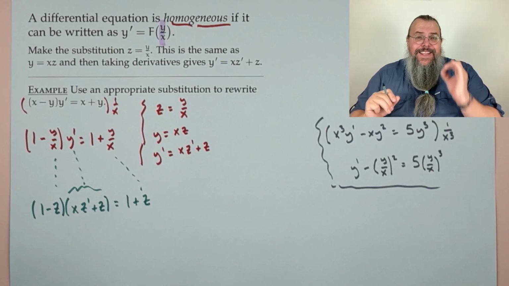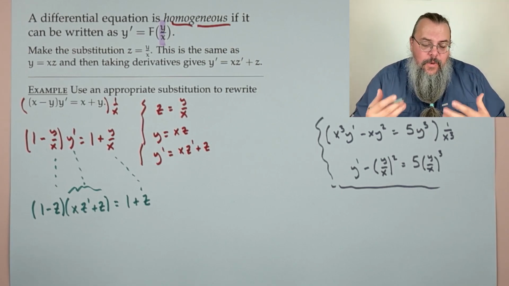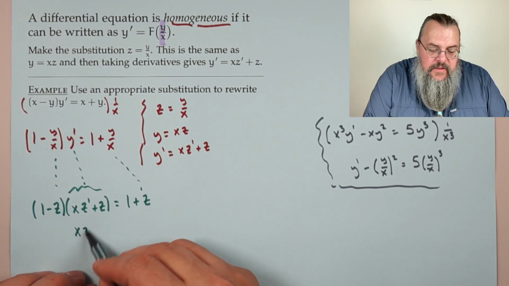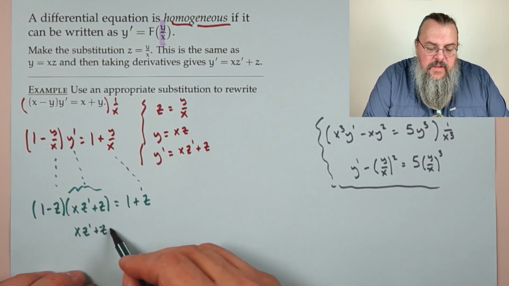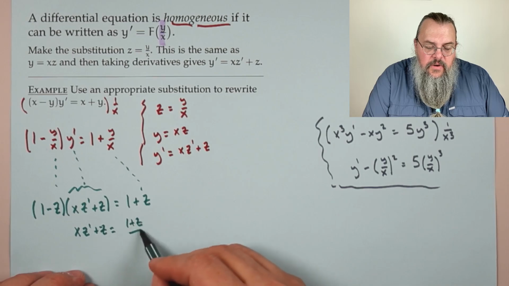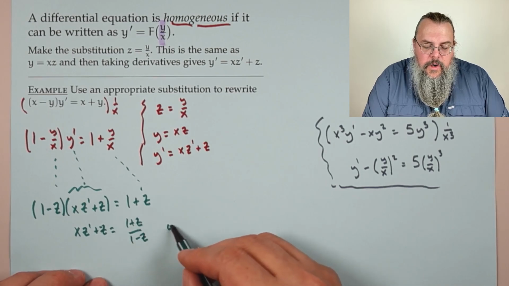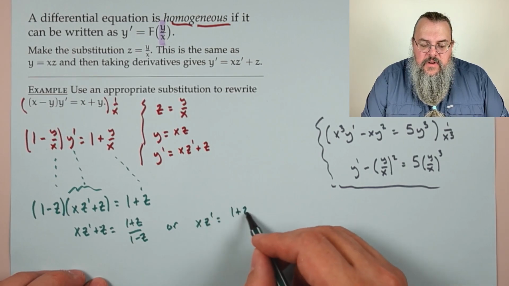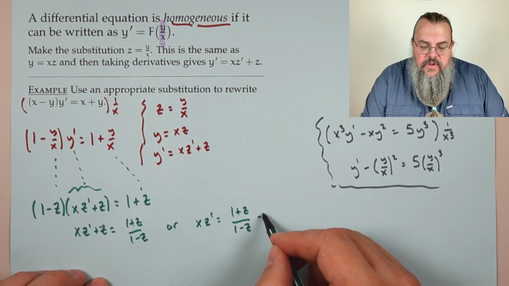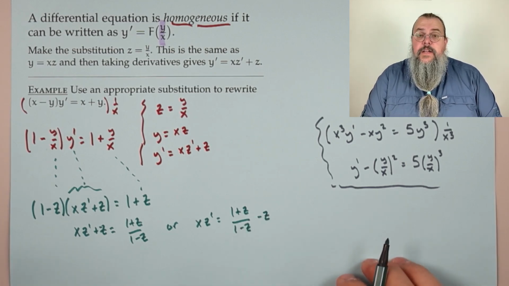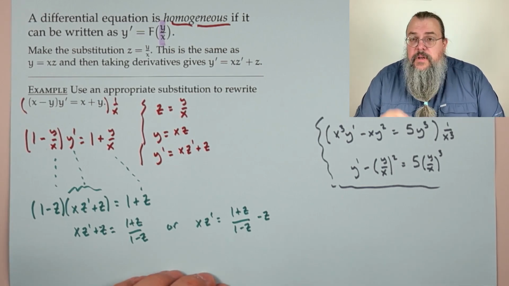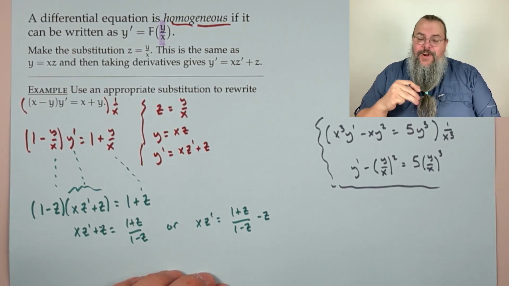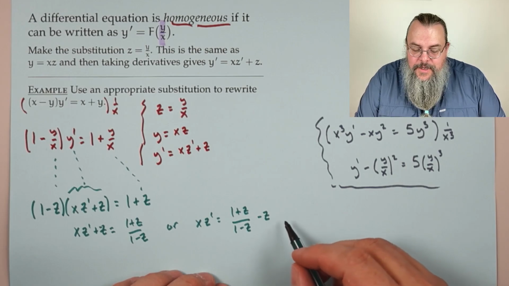But I want to go a little bit further and ask what would happen if you pushed it. So we could say this is the same as x z prime plus z equals 1 plus z over 1 minus z. Or we could say x z prime is 1 plus z over 1 minus z, subtract z. And if you wanted to, I'm not going to solve it all the way. Don't worry. I know you're thinking, oh, Steve, you can't resist solving a differential equation. Well, I can.